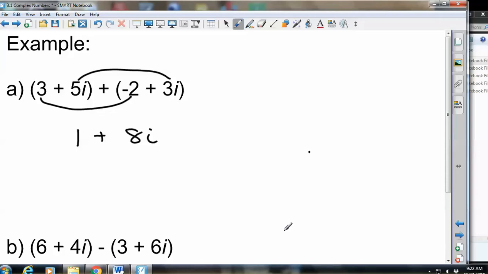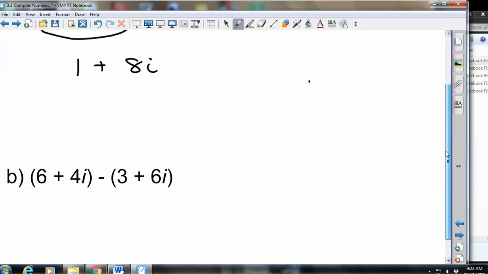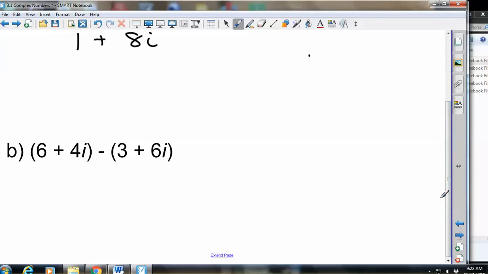All right, let's look at the next one. You add the like terms. Distribute the negative. Think of it: if they're subtracting, make it a positive and run your negative through, and then you're back to combining like terms. So 6 plus negative 3 would be 3. 4i plus negative 6i would be negative 2i.